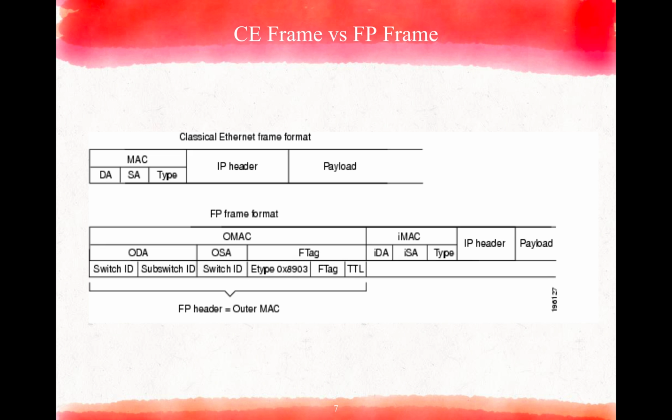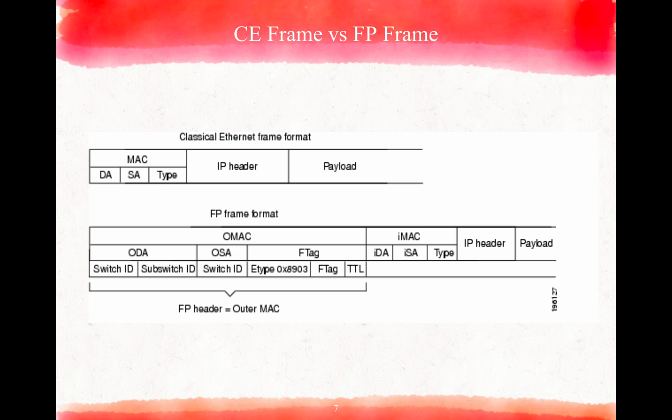Here is a classical Ethernet frame versus a FabricPath frame. You are totally familiar with the classical Ethernet frame. We have MAC, layer 2, layer 3, and layer 4. But in the FabricPath frame, we are going to see something called a FabricPath header, or OMAC, or outer MAC.